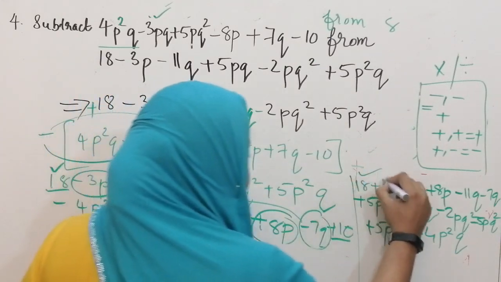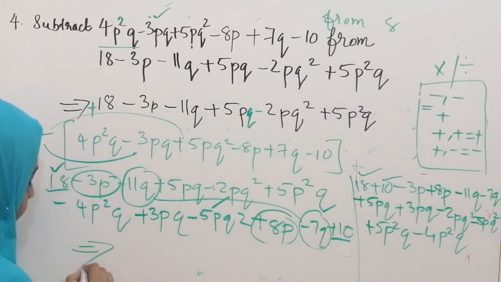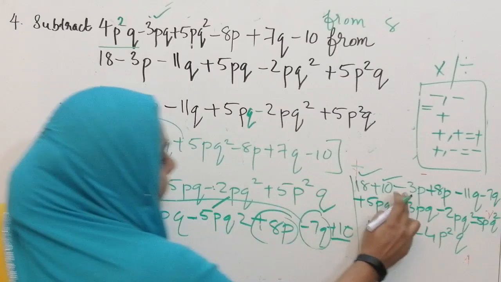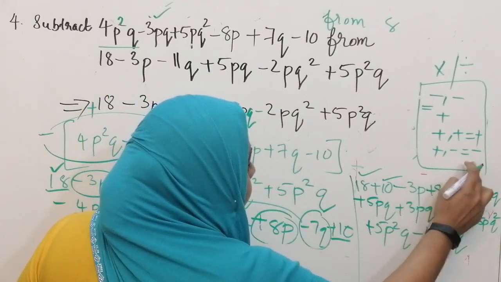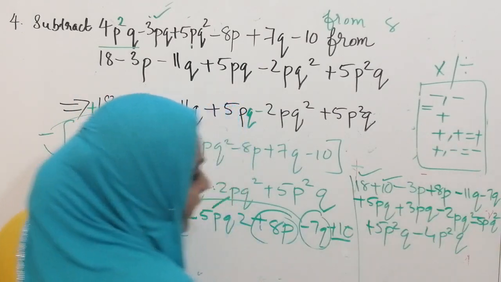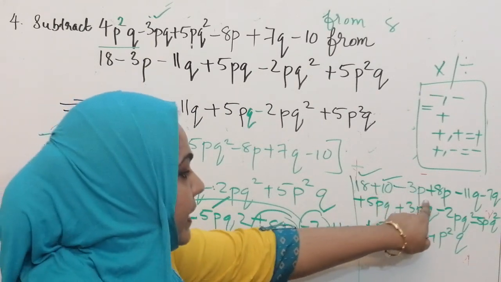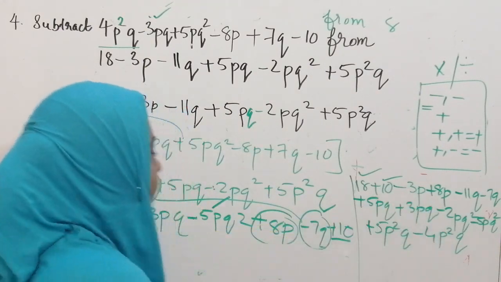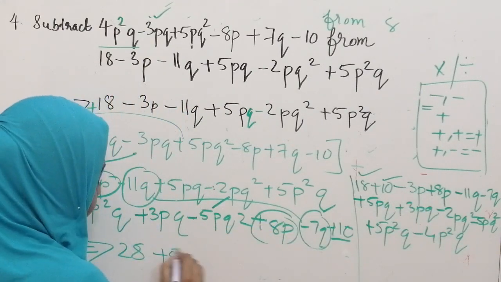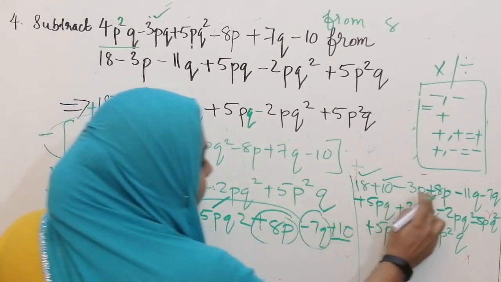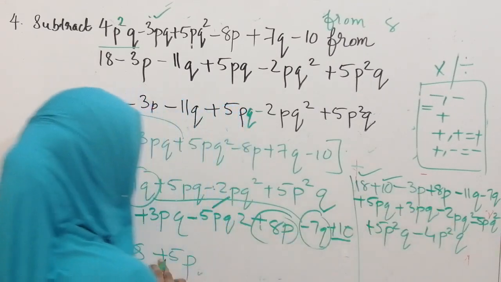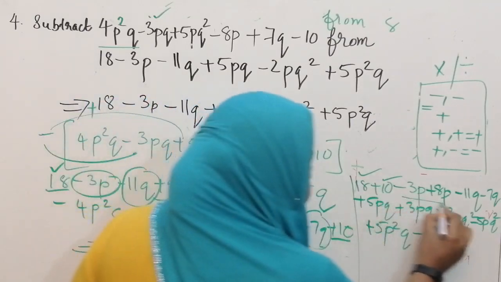So you know that 18 plus 10 is 28. Here different sign means subtract and give the greater number's sign. So that means 8 minus 3, 5p. So which one is greater here? 8. So what is the sign here? Plus. So we finish this one.